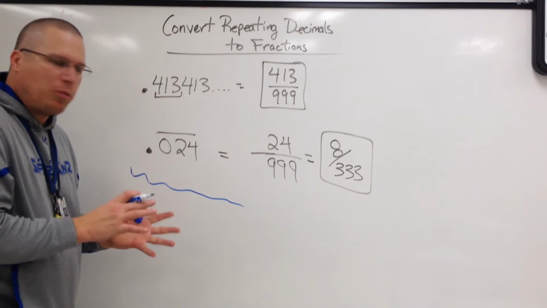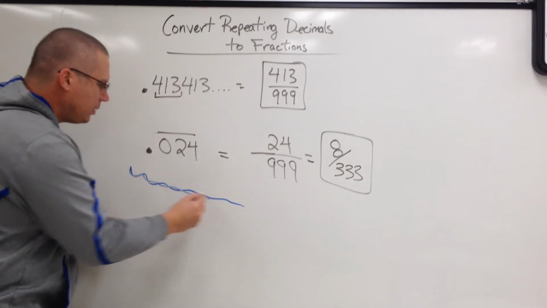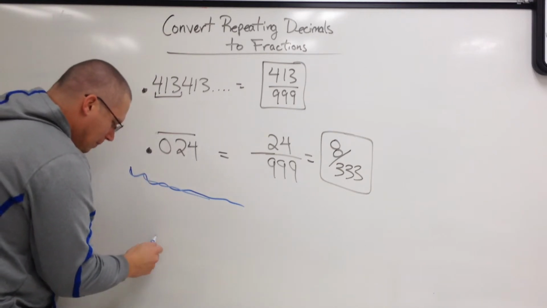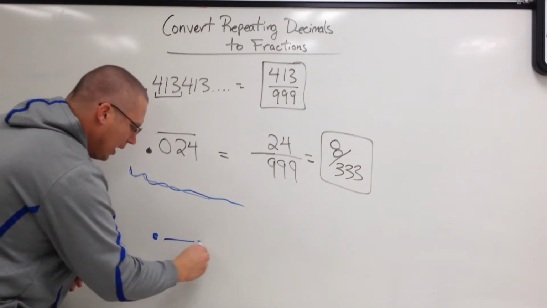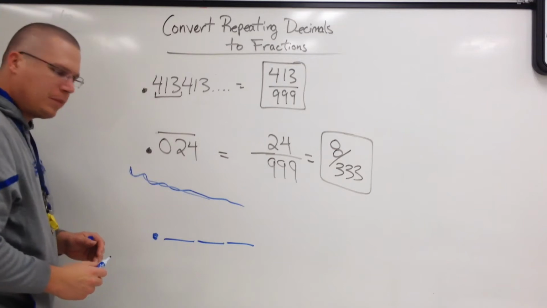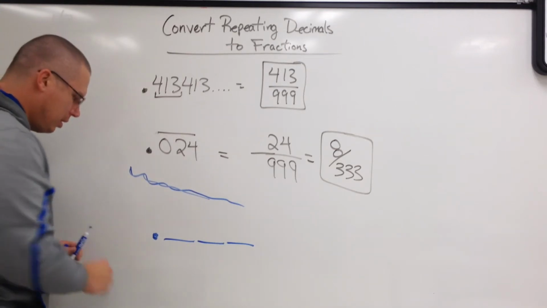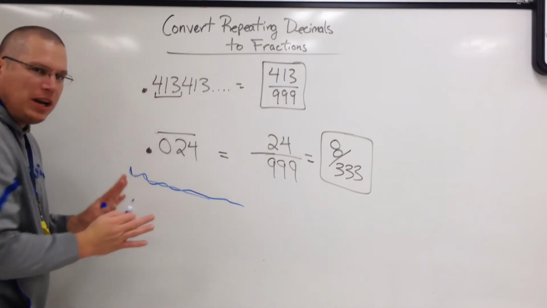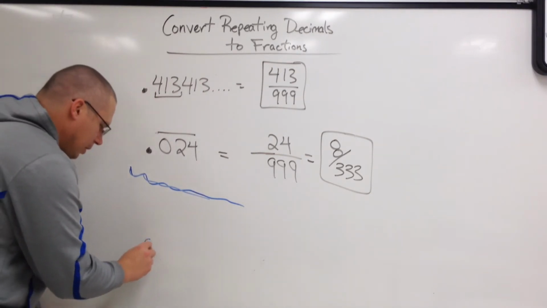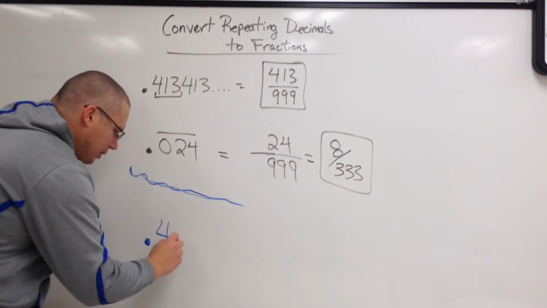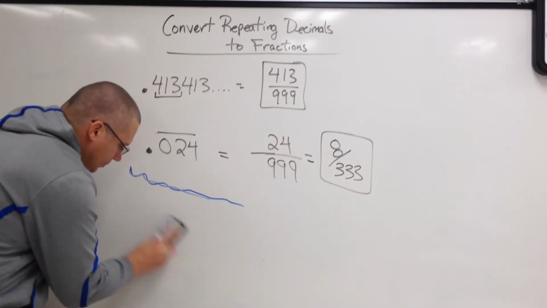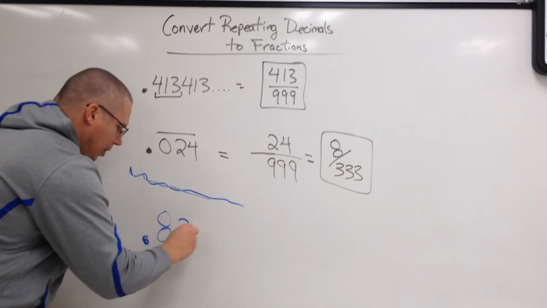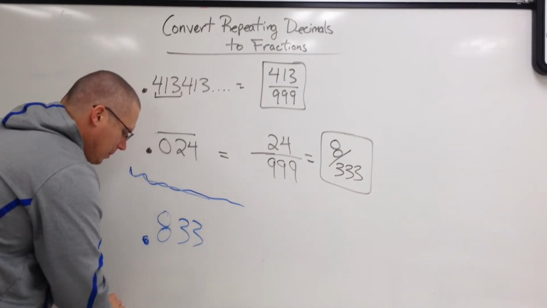Now, I have to say one more part about this real quick. This process only works if the repeating pattern starts right away. Okay. So, well, what are you talking about, Mr. Vaughn? What do you mean? Here's when it doesn't work this way. Let's do this actually, 0.83333 repeated.